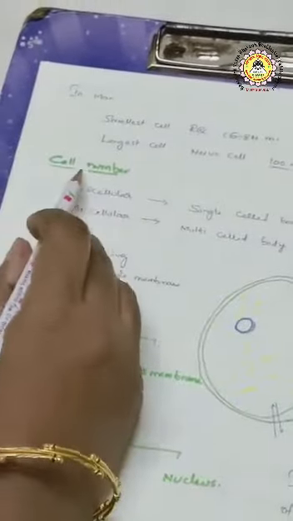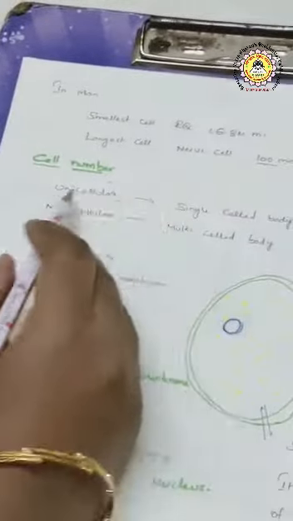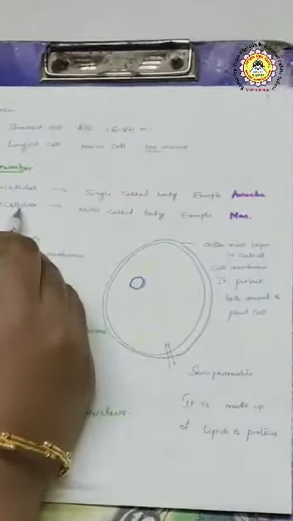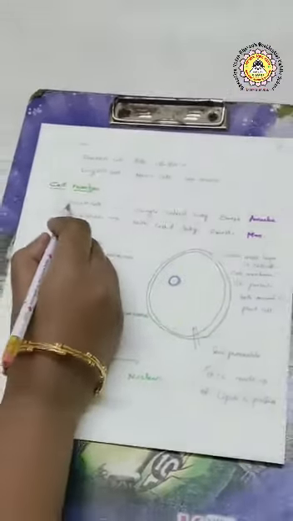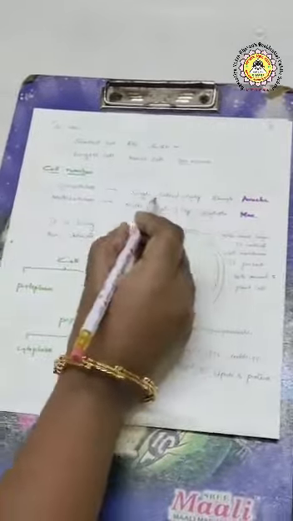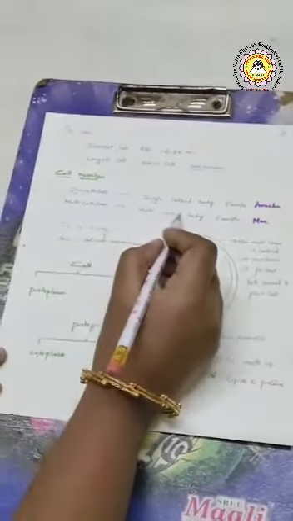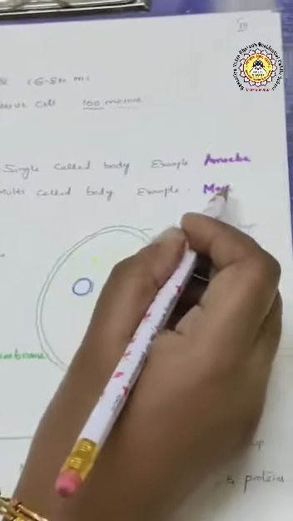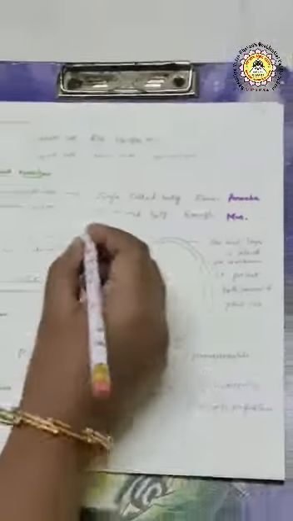Next one, cell number. Based on the number, there are two types: unicellular and multicellular. Uni means only one single cell forms the body. Multicellular means a number of cells form the body, for example, man.